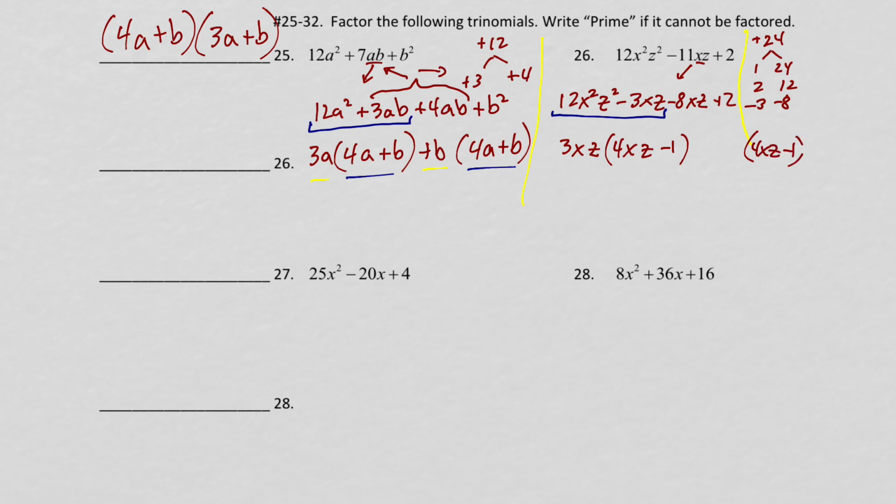Then I'll think about what I have to put here so that when I distribute, I get back to negative 8xz and a positive 2. And it looks like a negative 2 is what's needed here. Just double check that it works. Negative 2 times positive 4xz is a negative 8xz, and negative 2 times negative 1 is positive 2. So this is my common factor, and that comes out front. 4xz minus 1, and it leaves behind 3xz minus 2.